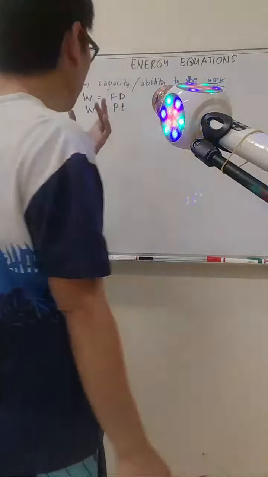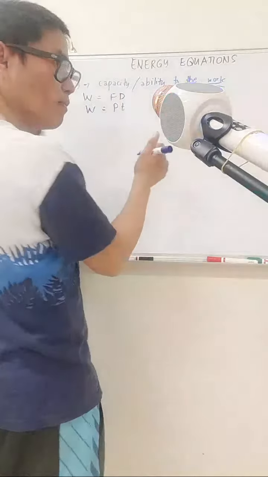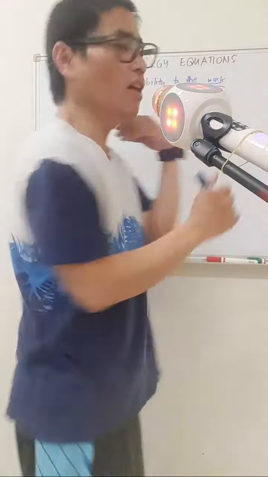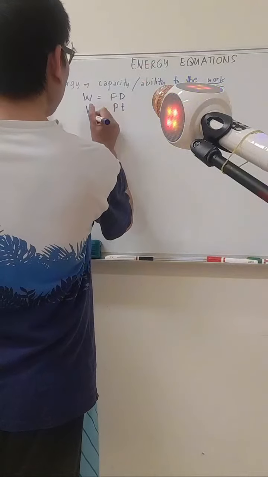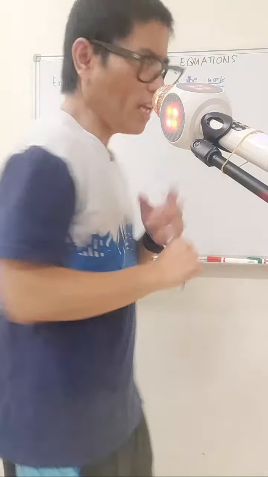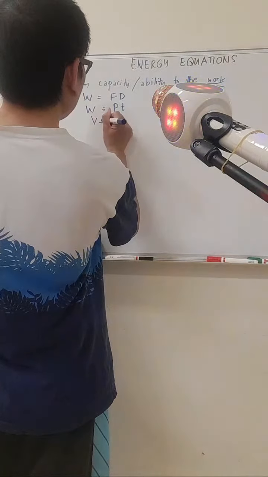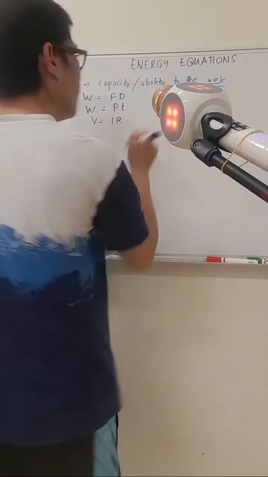Now, in our Ohm's law, of course, discovered by Mr. Ohm, we have voltage. What is the formula? I forgot, but it is voltage is equal to current times resistance.